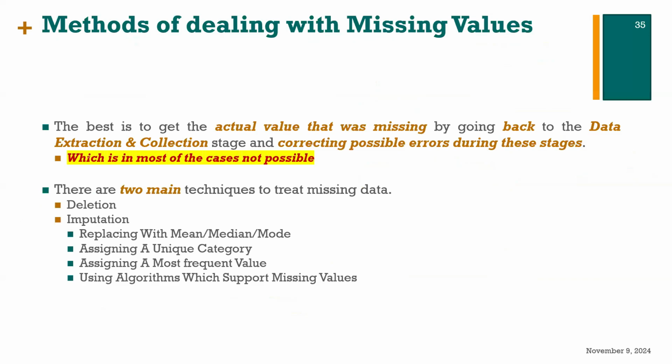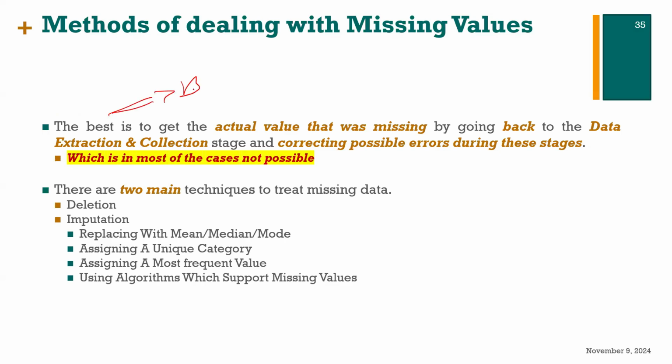So, first and foremost, the best way for you to deal with missing value is to get the actual value that went missing. That is, we need to go back to the data extraction and collection stage and correct possible errors during these stages. This is the best method.